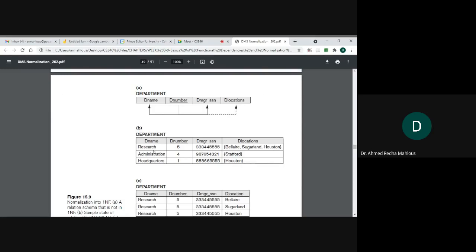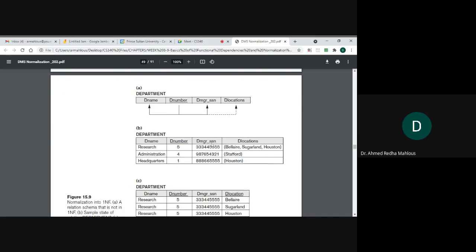If I tell you, for instance, I do have D number, D name, D number, department manager, can you tell me which location, the department location? No. Why? There are 3. Which one? We cannot say this research, department name research with department number 5 with the department manager SSN this value, it corresponds exactly to the location below, not this one or this one. So that means here we do have a problem.